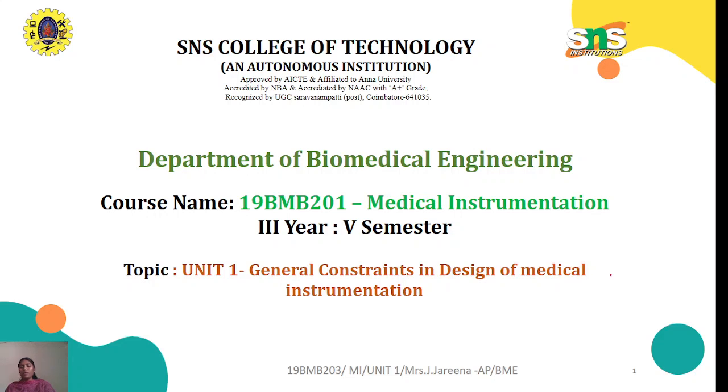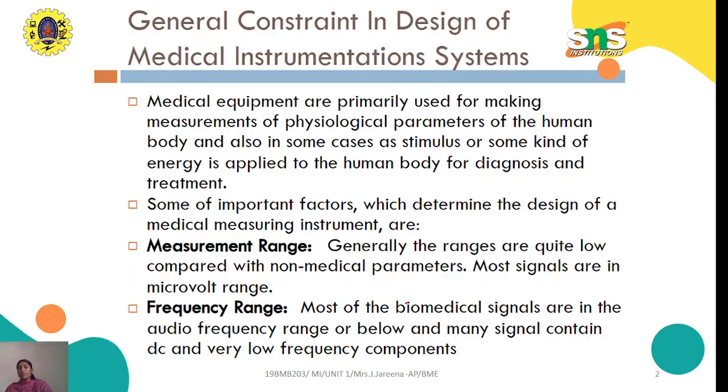Hi everyone, in today's class we are going to discuss the general constraints in the design of medical instrumentation. When we are talking about a medical device, this is something we use for making or analyzing measurements of physiological parameters from the human body, right? So this is not like a normal electronic device. This is the device where we are going to deal with everything related to our body's physiological parameters.